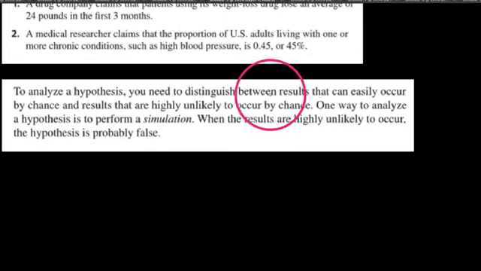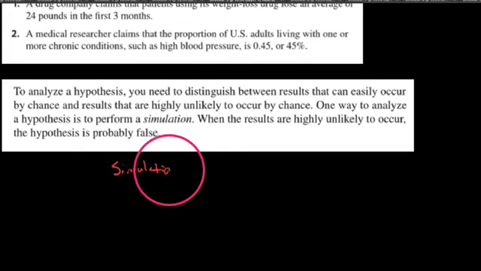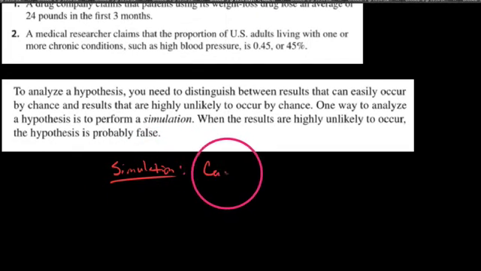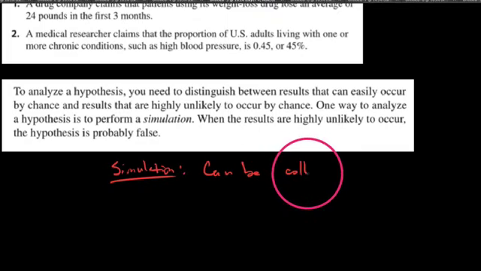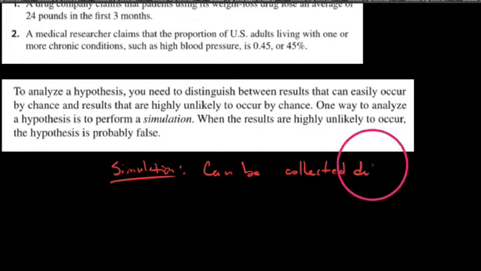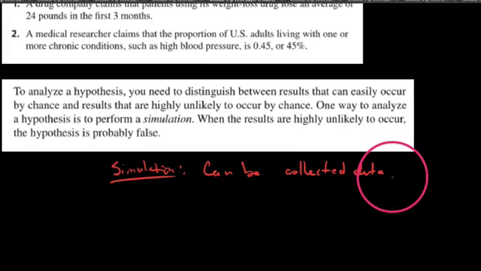So one way to analyze a hypothesis is to perform what we call a simulation. When results are highly unlikely to occur within a simulation, then the hypothesis you're making is probably not true, because your simulation just doesn't support your hypothesis. And a simulation, just to be clear, can be collected data. When you look at running a simulation here, that doesn't mean you have to have some computer-based thing that you've done.